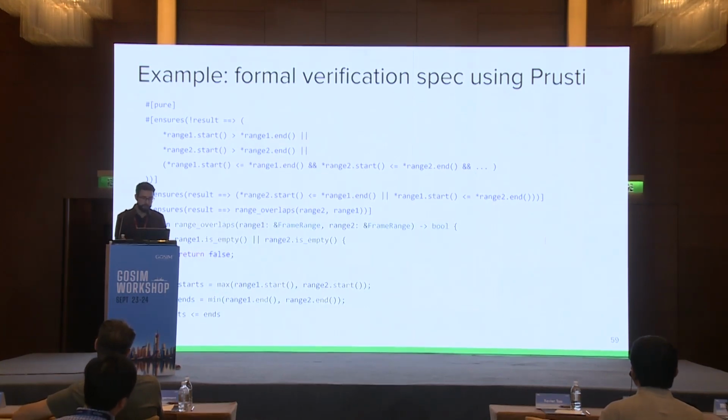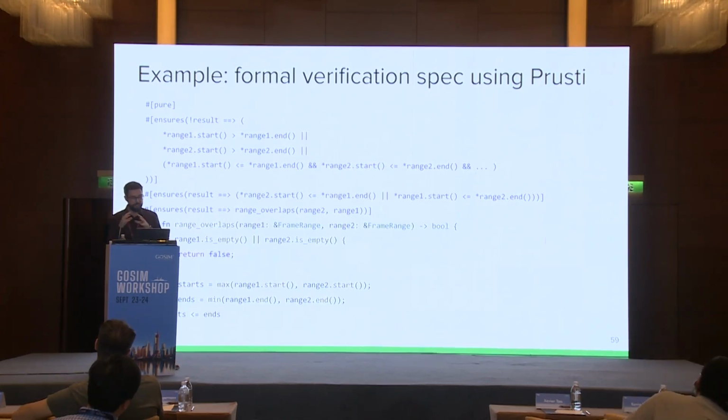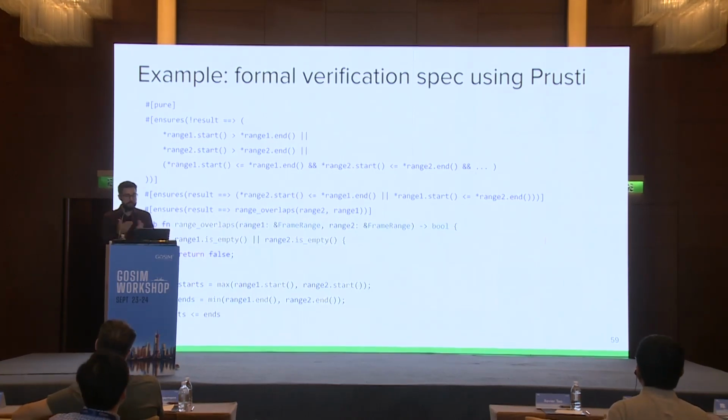Again, correctness is hard. If you're familiar with the world of formal verification, you're not guaranteeing that it's correct. What you're guaranteeing is that your implementation matches the spec. So the spec is provided here by these blue attributes, and then the implementation is the Rust code below.